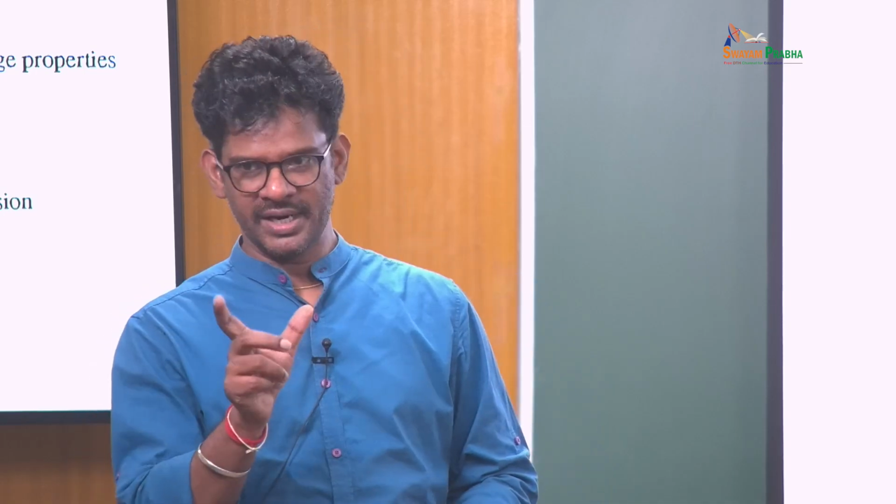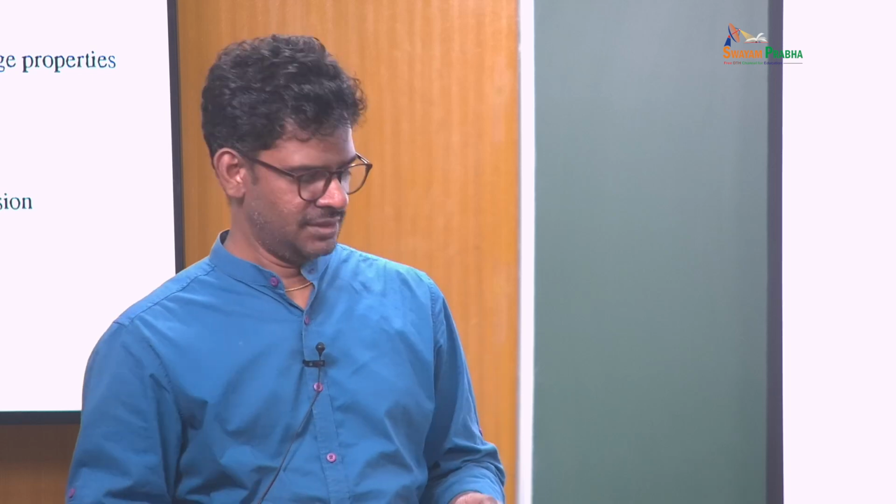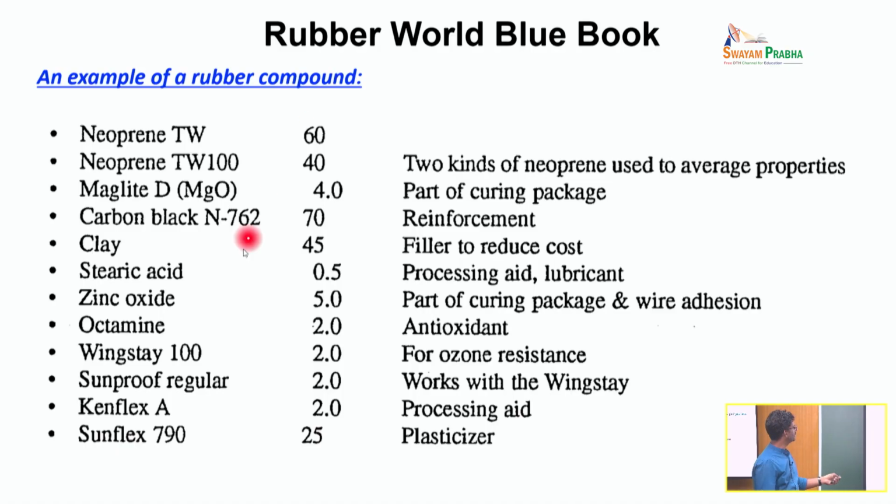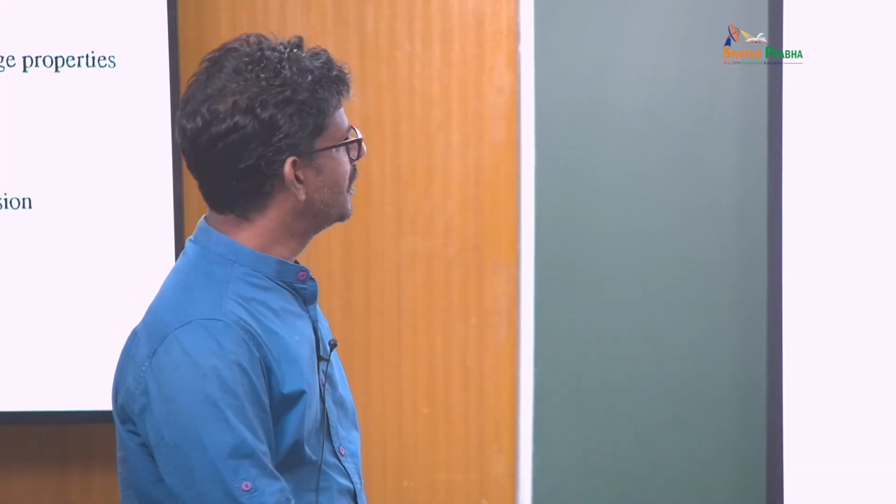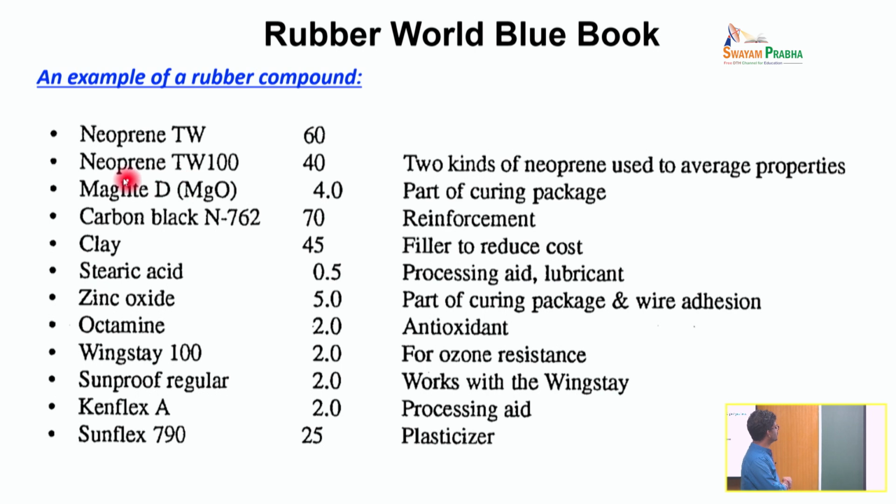For every 100 parts, let's say by weight, you then add various other things. Here they add these two neoprene polymers because they want to get some sort of average property of both of these polymers. Then they add something called Maglite, which is magnesium oxide, as a part of the curing package. Then carbon black N762. So this is a commercial index.